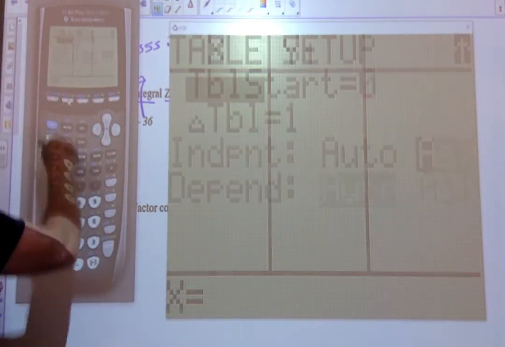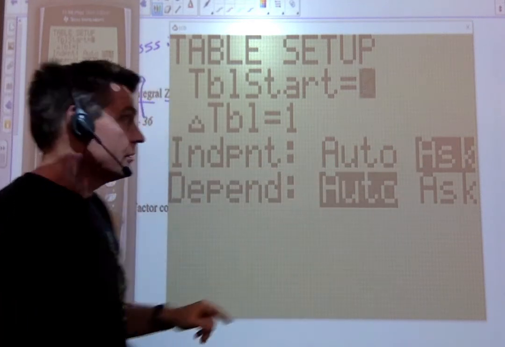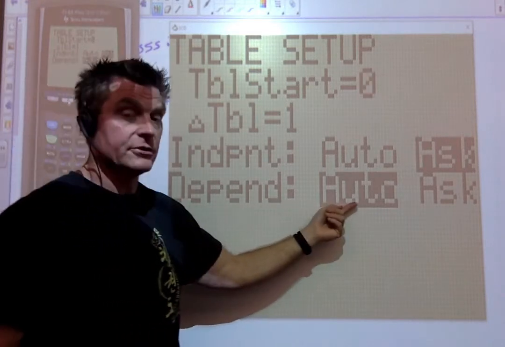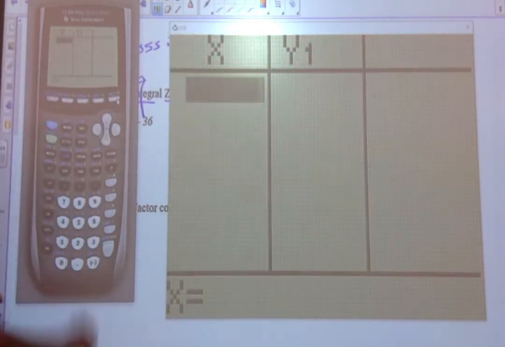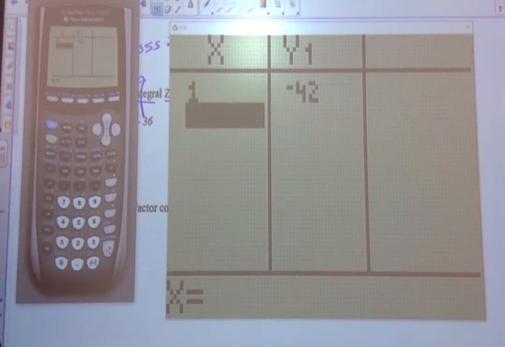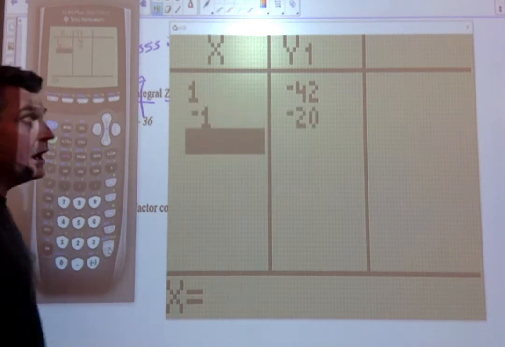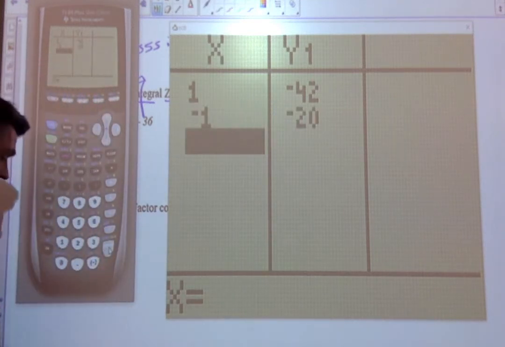Remember, second format here, you want the first one to be ask, you want the second one to be automatic. So it asks you for the independent, the x, and it automatically does the dependent for you, right? So what do I want to do? Let's try 1. That's not 0. No good. Let's try -1. -20. No good. What else can we try?